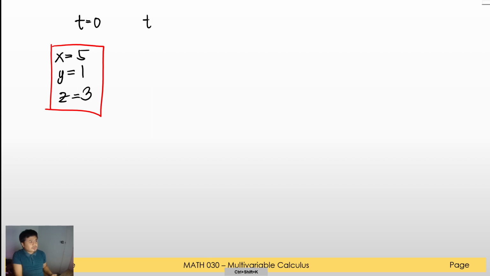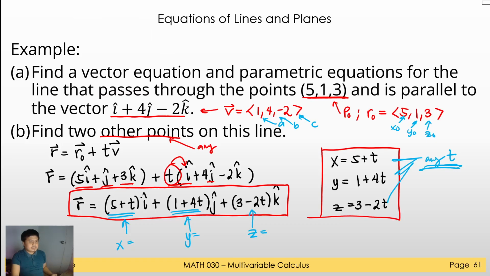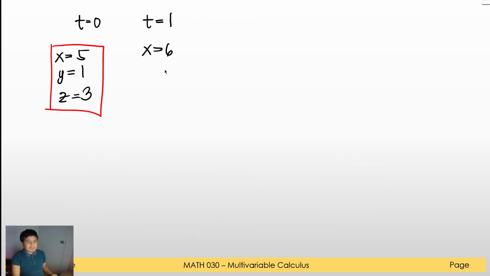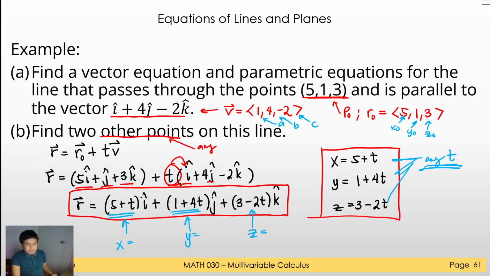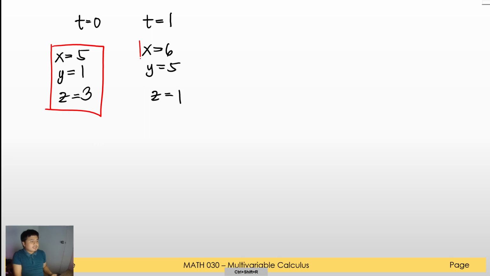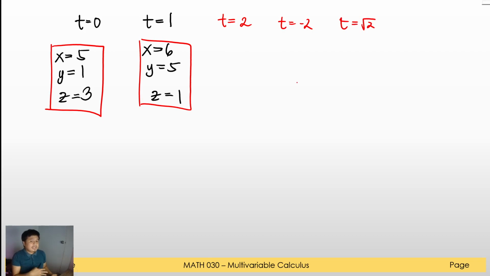For another point, we can substitute any value of t. t is arbitrary since it is a parameter. So let t is equal to 1. Let's substitute 1 here. This will be 5 plus 1, so x is equal to 6. We have 1 plus 4t, so 4 times 1, and y is equal to 5. And then for z, we substitute 1 here: 3 minus 2 times 1, which is just 1. So these will be your two points on the line. It could be any value of t. You can substitute 2, or even negative numbers, or even square roots if you want, or any real number.